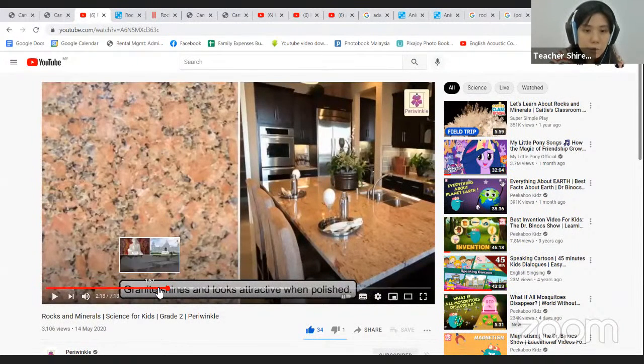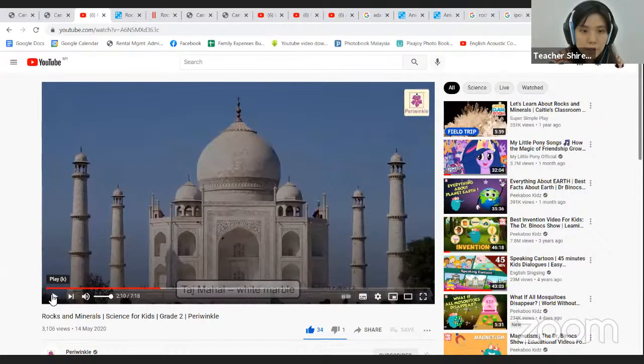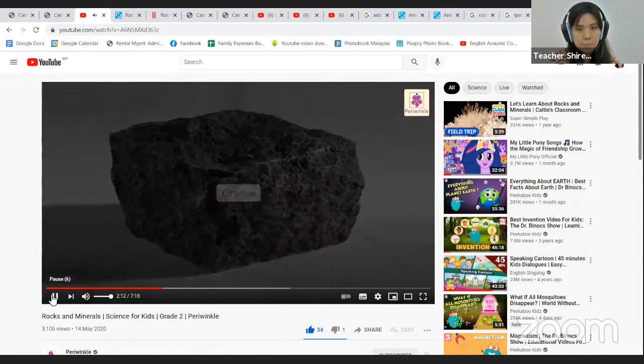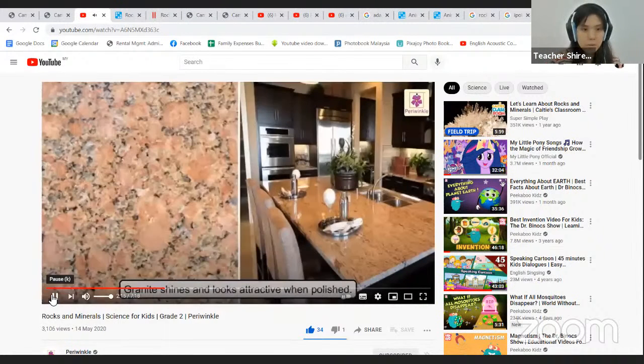Next we're going to learn about granite. Granite is a very hard rock. It shines and looks attractive when polished. Marble is hard, but you know what is even harder? It is granite. Granite is the hardest stone of them all. Because it's so hard, we use it for tables. Why? Because with tables we always use things, and sometimes we knock onto them. If we use marble, sometimes it will chip. Granite is the strongest, that's why it doesn't chip. That's why we like to use it for tables.